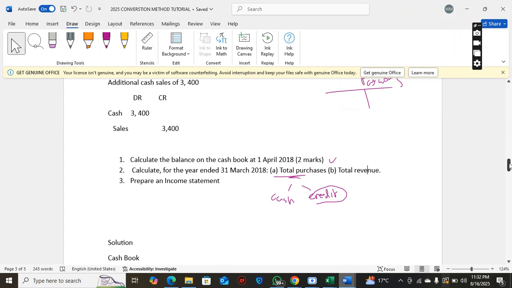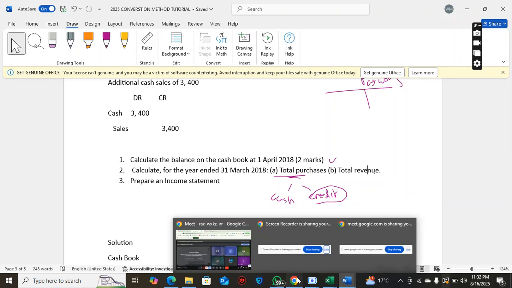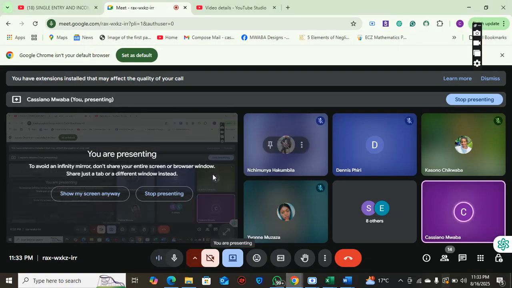The receivables control account is an asset account. A receivable is an asset. So since it's an asset account, what does it increase by and what does it reduce by in terms of debit and credit?